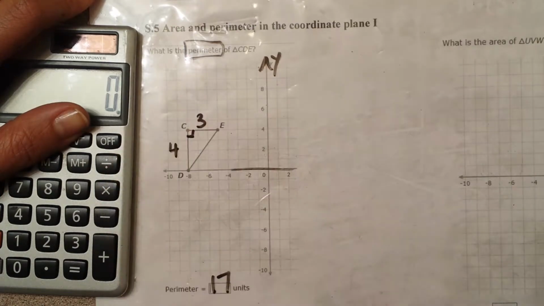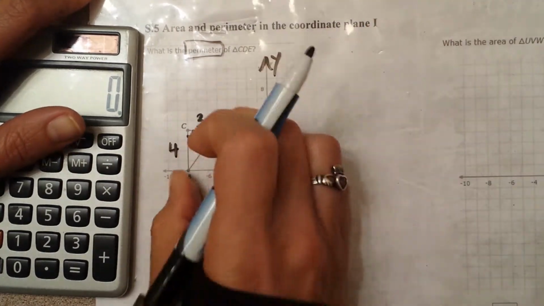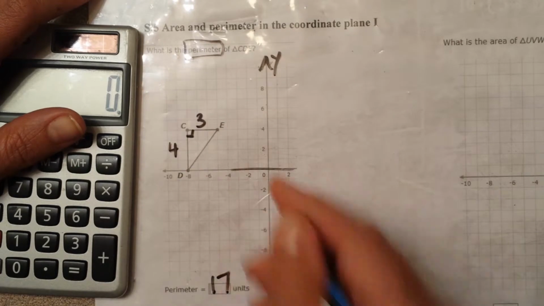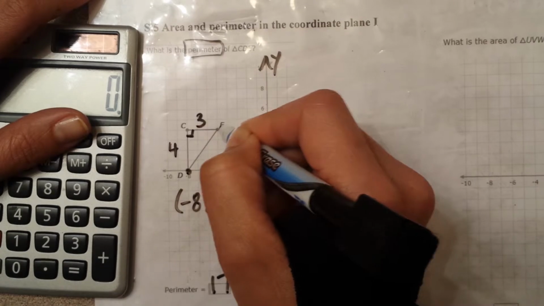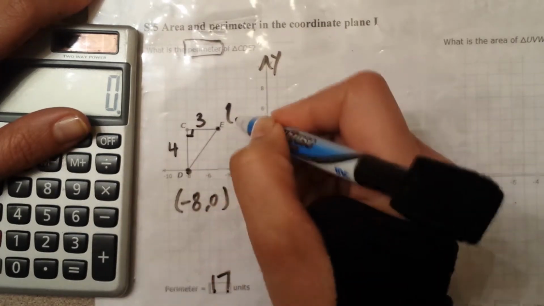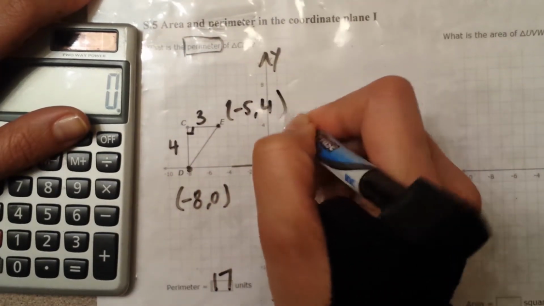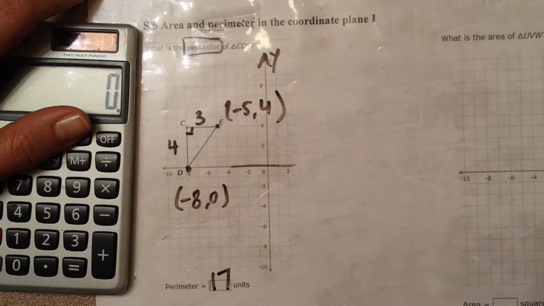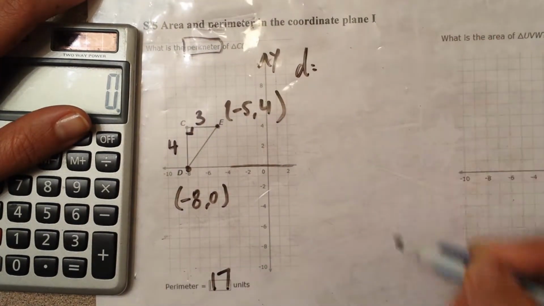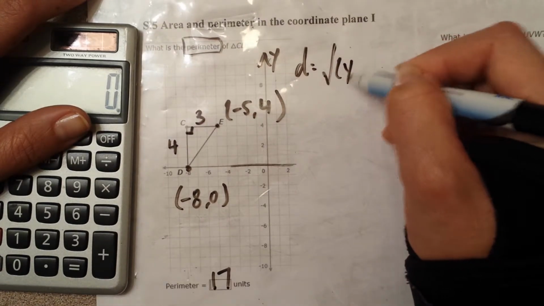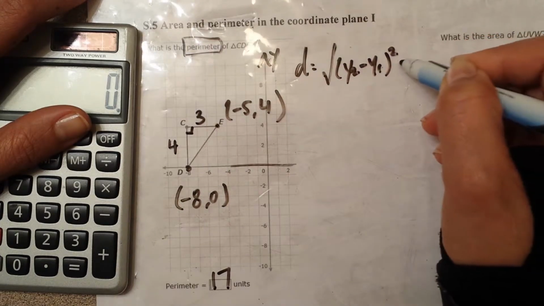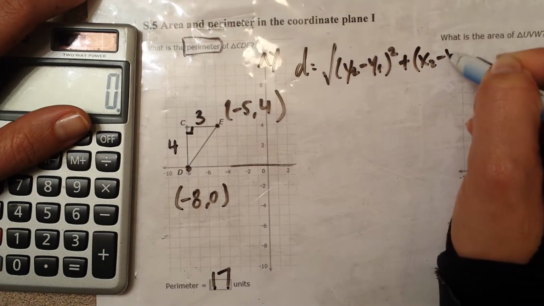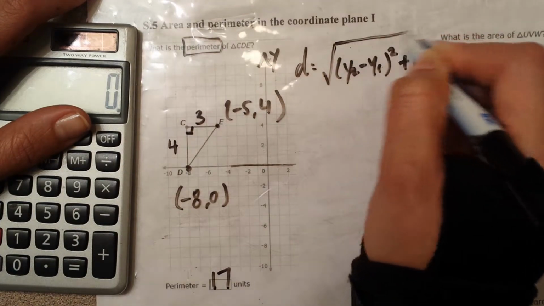The distance formula is longer, especially in these problems. Remember, the distance formula gives the distance between 2 points, and what you need are the coordinates for those points. So we've got -8, 0 as point D, and point E is -5, 4. And again, this is located on the reference sheet. The distance formula is the square root of y2 minus y1 squared plus x2 minus x1 squared, all square rooted.